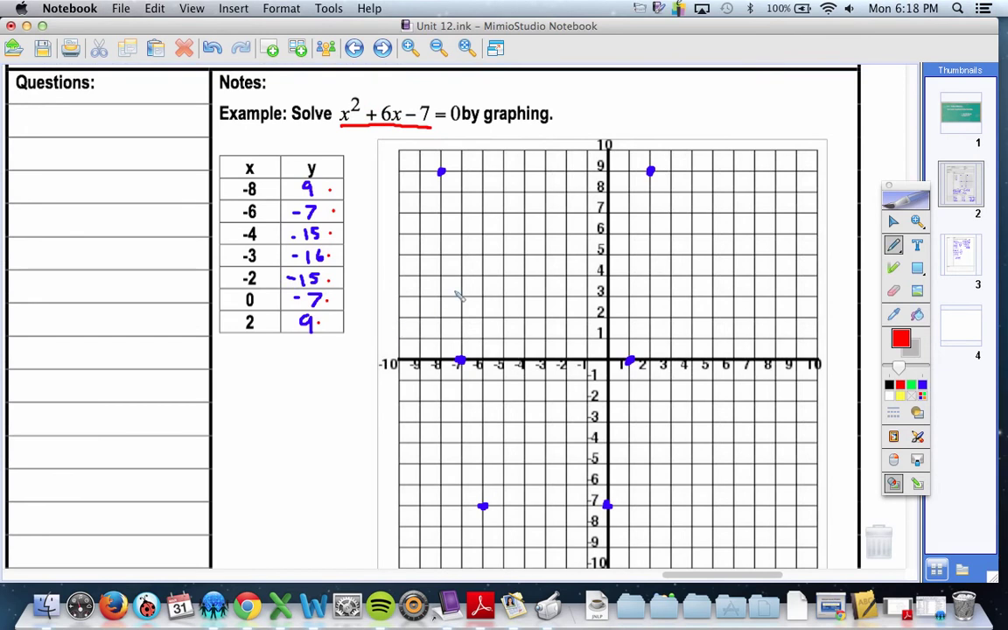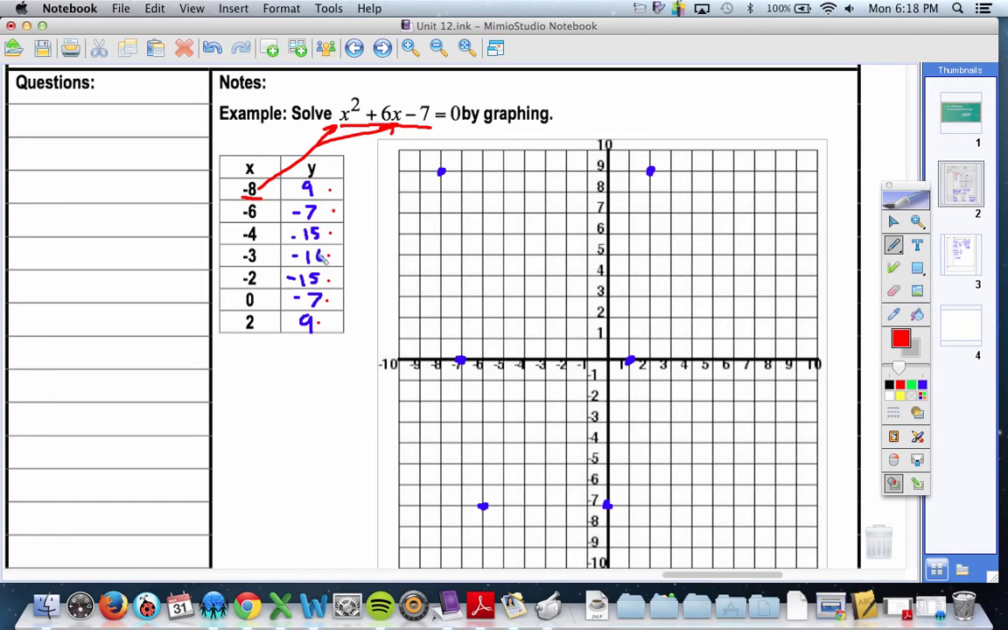If I didn't have a calculator, you could solve this by plugging your x value into your equation. So you'd plug it in there, and when you work that problem out, you'd get 9. Plug negative 6 in. When you work it out, you get negative 7.